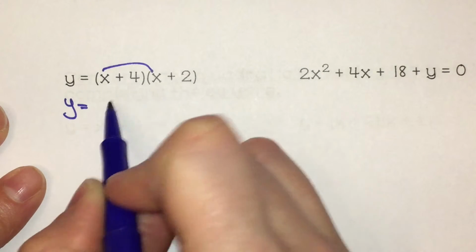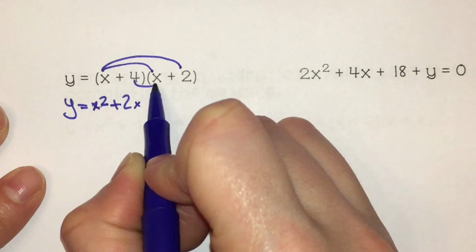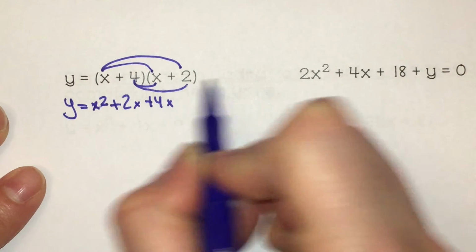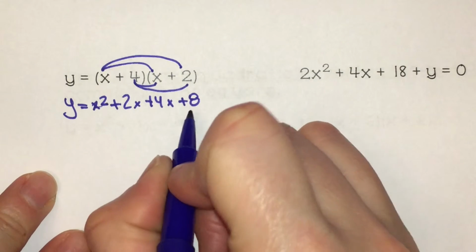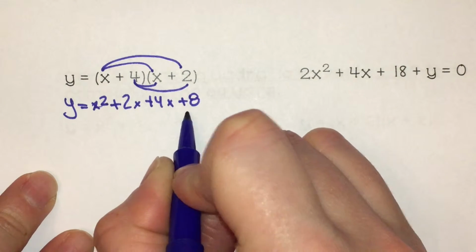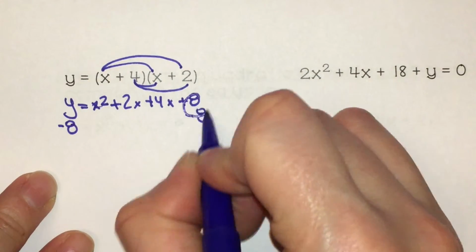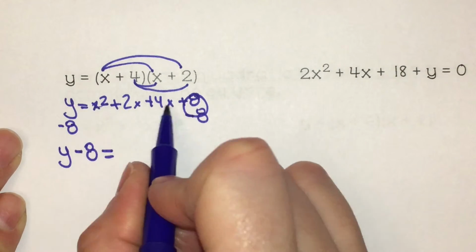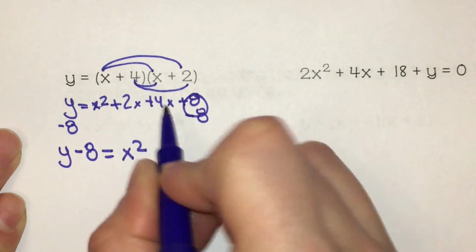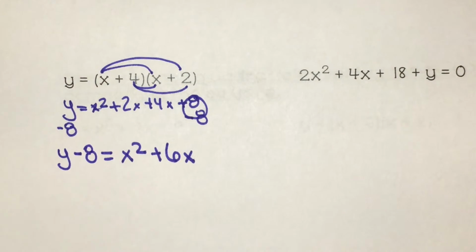So x times x is x squared. X times 2 is plus 2x. 4 times x is plus 4x. And 4 times 2 is plus 8. Okay, so I need to combine like terms, and I need to move my constant to the left side with y. 8 is my constant, so I'm going to subtract 8 from both sides. 8 minus 8 is 0. So here I have y minus 8 is equal to, this side has to be simplified. I have x squared, 2x plus 4x is plus 6x, and that 8 is on the other side.